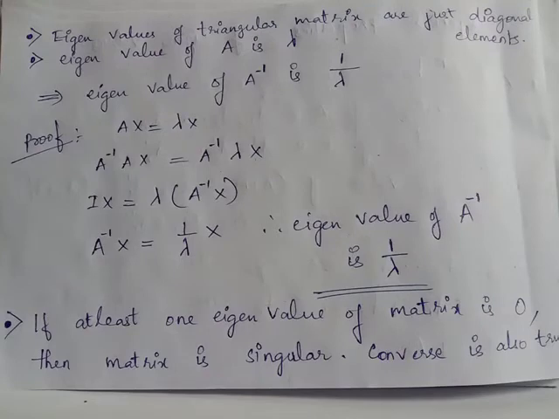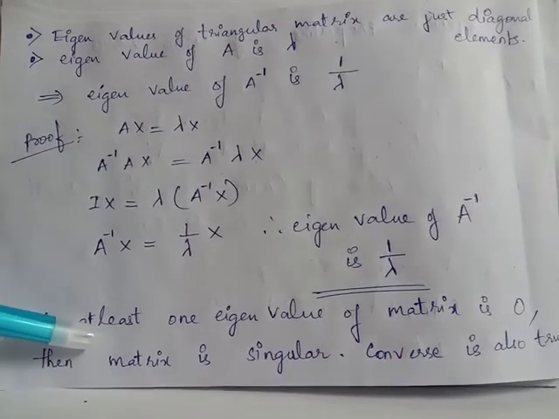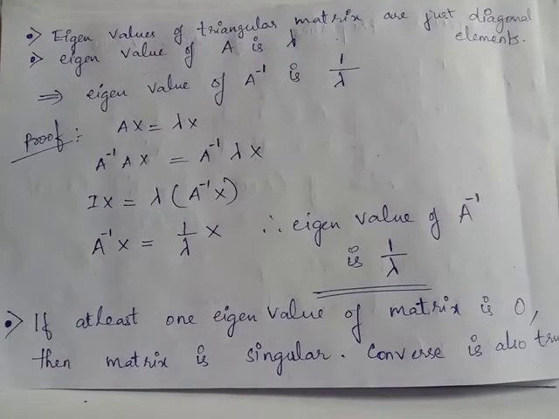Now the property says that if at least one of the eigenvalues of the given matrix is 0, then it's sure that the matrix is singular. That is, if you find one of the eigenvalues of the matrix is 0, then it's sure that the determinant of the matrix will be 0. The converse is also true. That is, if a matrix has determinant equal to 0, then it's sure that one of its eigenvalues will be 0.